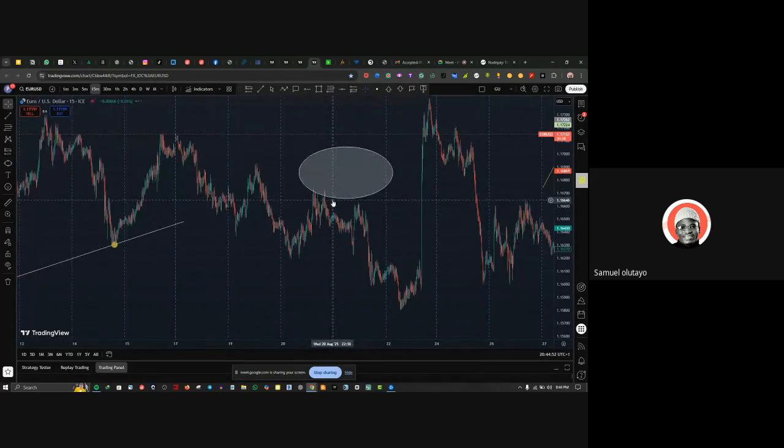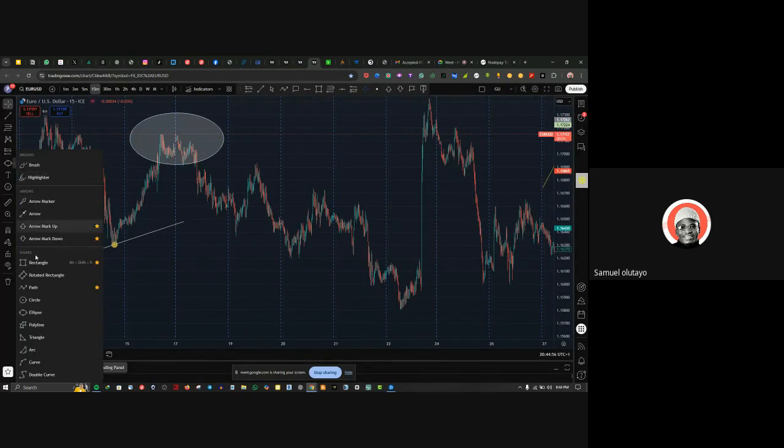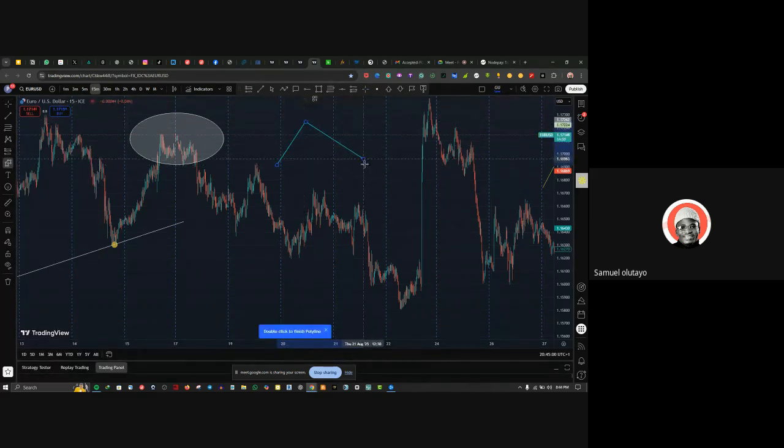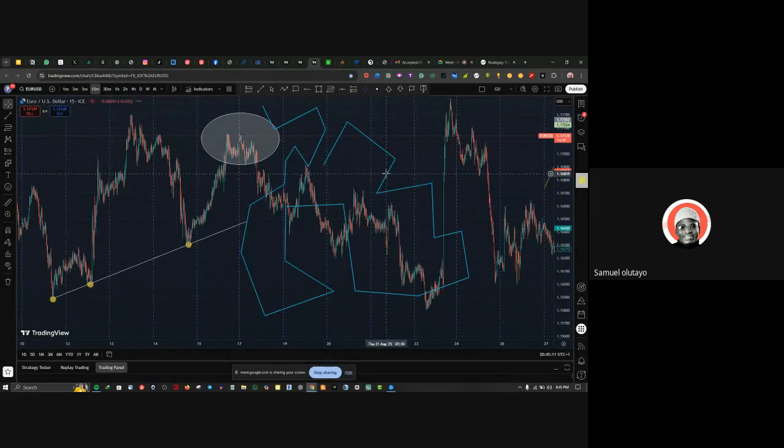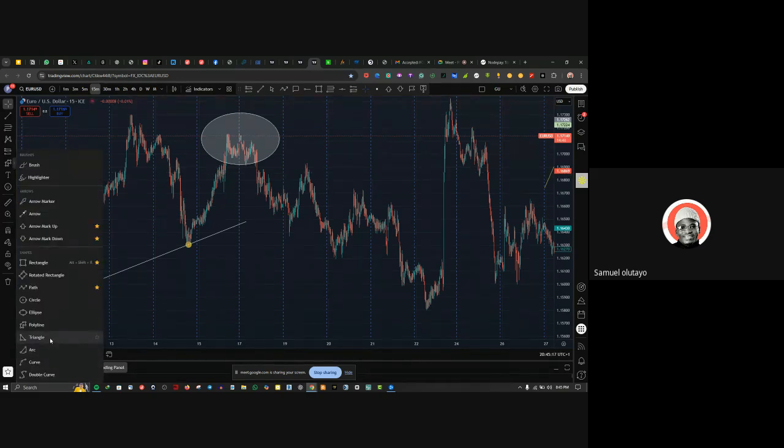Right, ellipse. These are just markings, annotations on the chart. Next one we have is polyline. You want to draw a polyline around. It's a continuous line that never ends until you press escape. So this is a polyline. There's a continuous line that will keep connecting itself until you press escape.